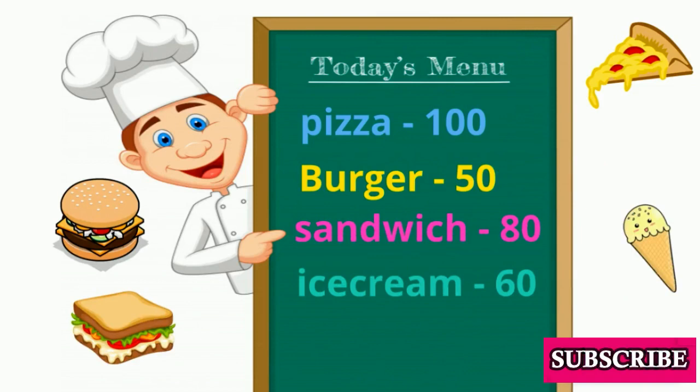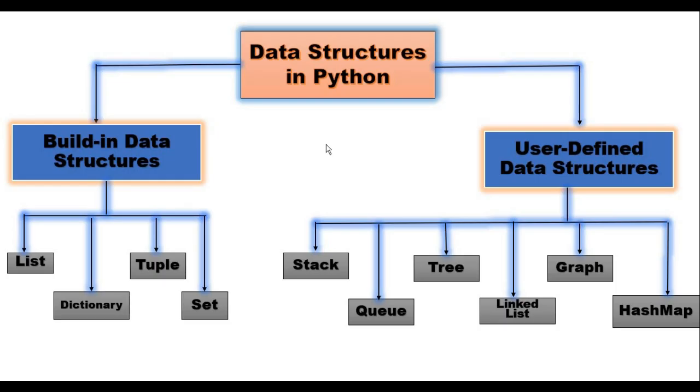Let's see what keys and values mean in dictionaries. I will let you know all the terms in dictionaries. In the previous video, we were talking about what data structures in Python are, what built-in data structures and user-defined data structures are, and under built-in data structures, we completed lists and tuples. In this video, we are going to talk about dictionaries.